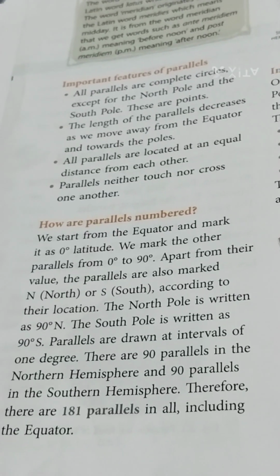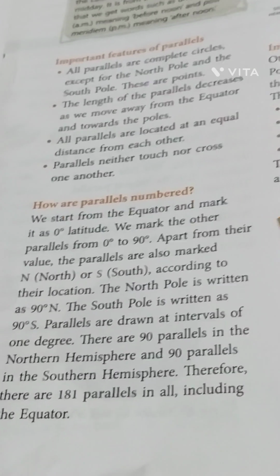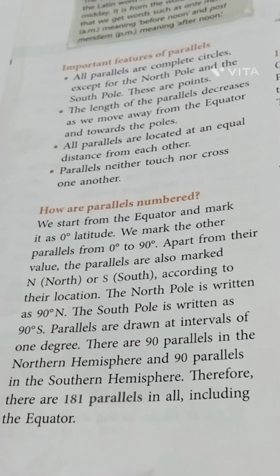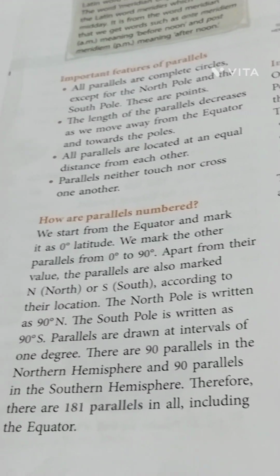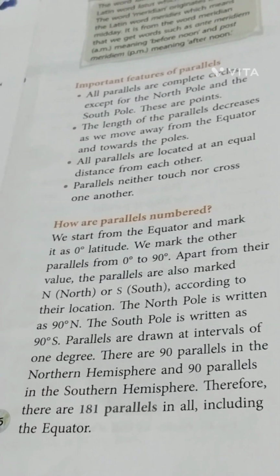Parallels are drawn at intervals of 1 degree. There are 90 parallels in the Northern Hemisphere and 90 parallels in the Southern Hemisphere. Therefore, there are just 181 parallels in all, including the equator.